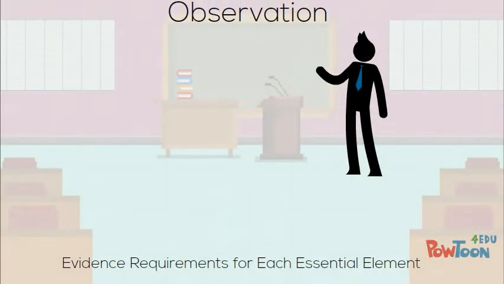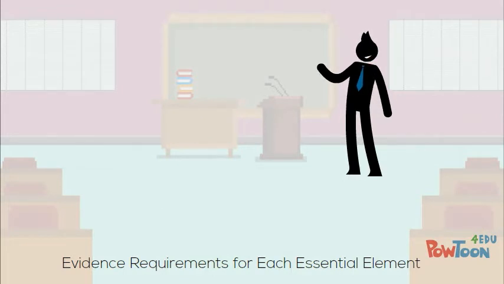This evidence should be aligned to the focus elements as indicated on the chart titled Evidence Requirements for Each Essential Element, located on page 23 of your toolkit. For example, during announced observation number 1, you should focus on essential element 1A4, well-structured lessons, and 2D2, high expectations.